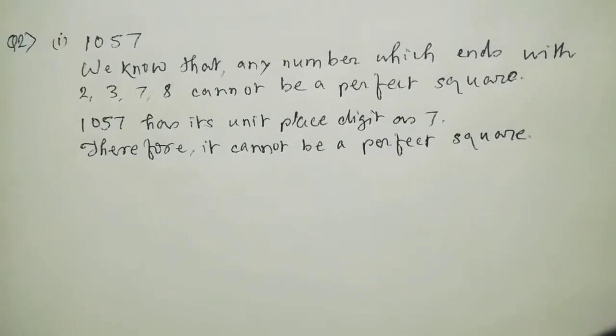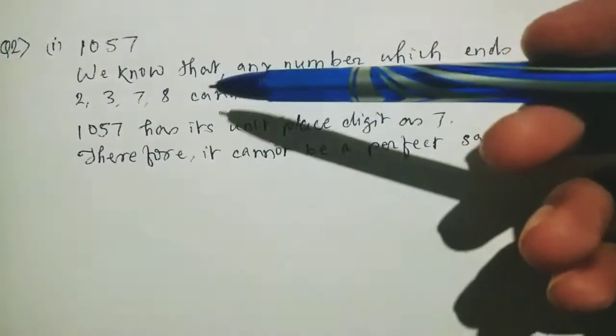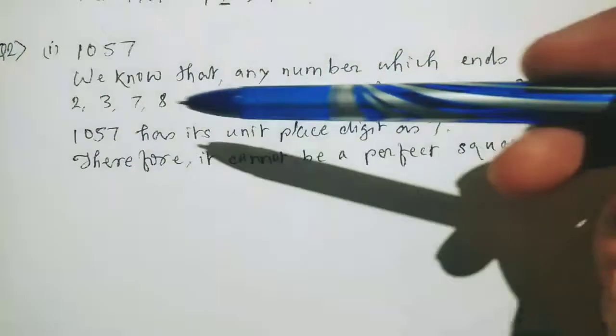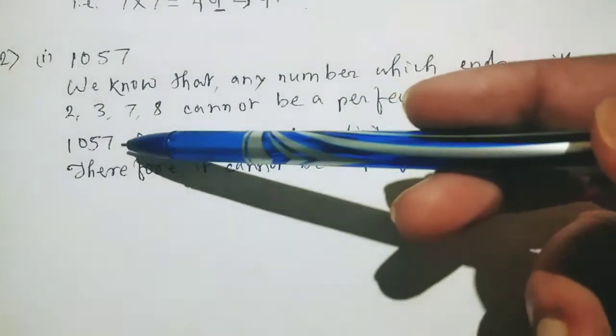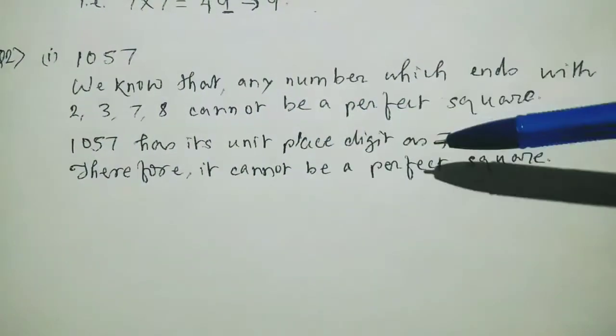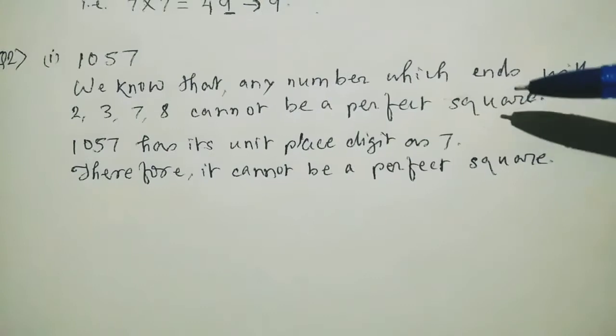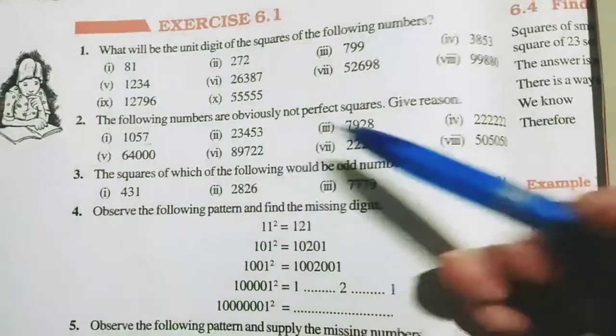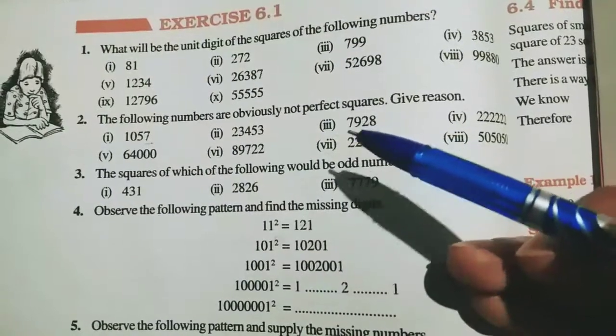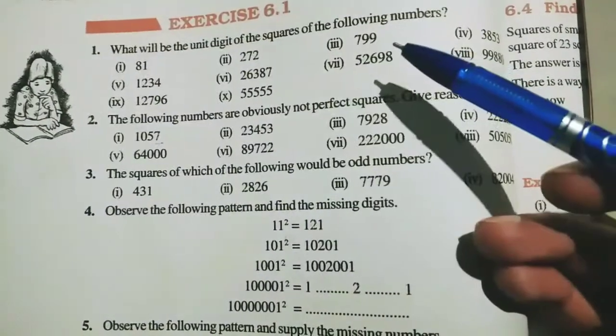Students, how to write this question? We know that any number which ends with 2, 3, 7 or 8 cannot be a perfect square. Here 1057 has its unit place digit as 7. Therefore it cannot be a perfect square. You have to write like this. Understood? Students, you have to do all the questions on your own, because all are the same. The same reason will be there.